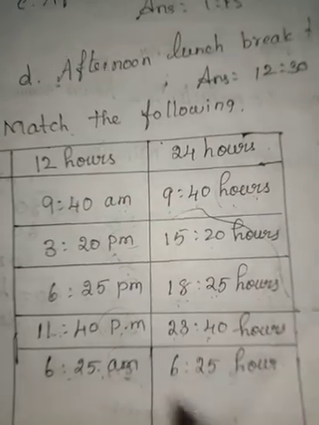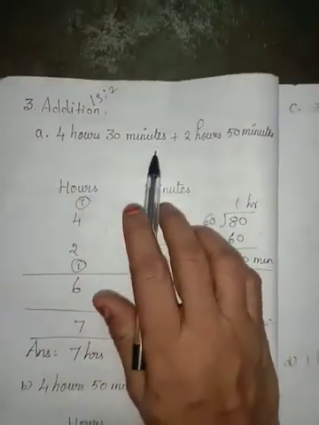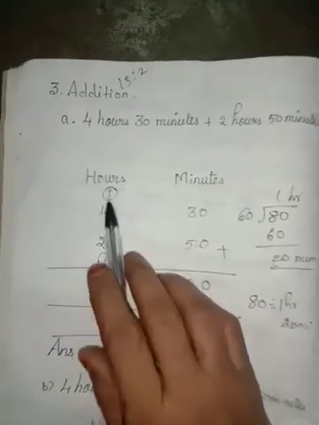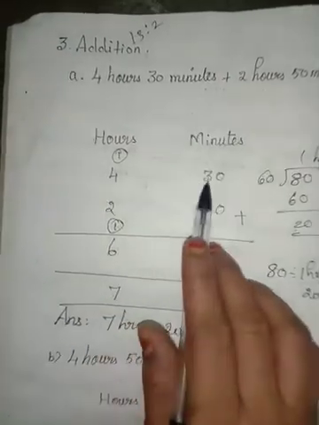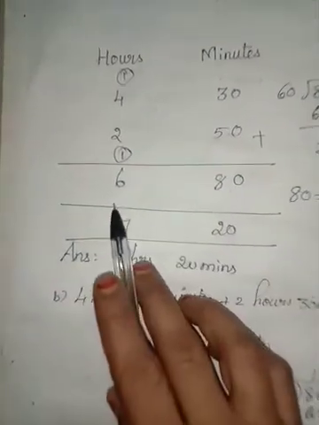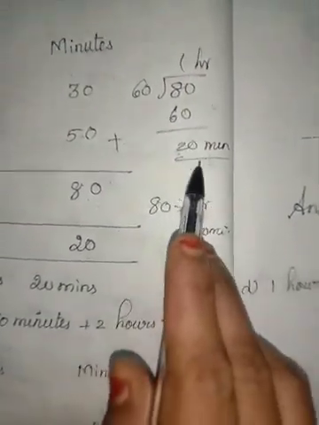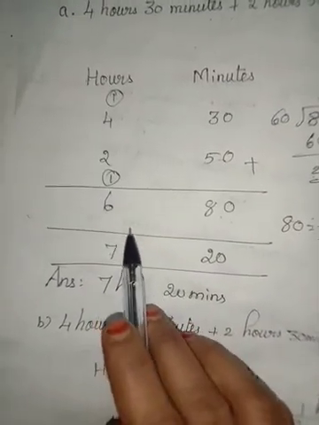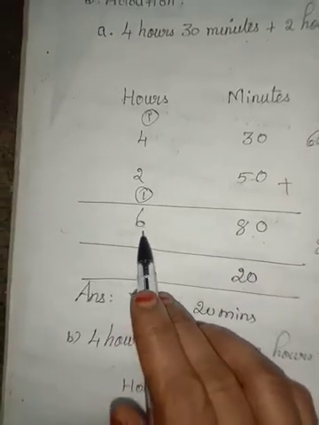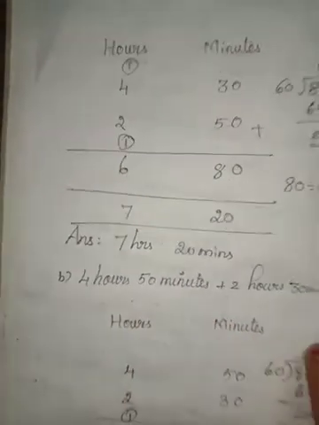So for 6:25 am, write the 6:25 as it is, only change the hours for pm. Okay, do you understand? So coming to the next one, ma'am, addition. Add 4 hours 30 minutes plus 2 hours 50 minutes. We have to separate the hours and minutes, and then add. The answer will become 6 hours 80 minutes. 80 is converted as 1 hour 20 minutes. Write 20 minutes in the minutes column, and we have to add the 1 to 6. The result is 7. The answer will become 7 hours 20 minutes.